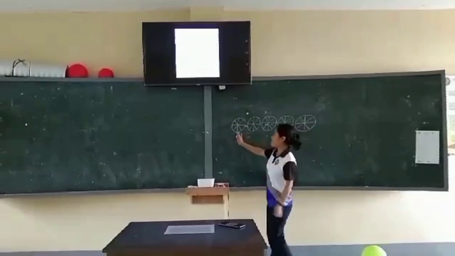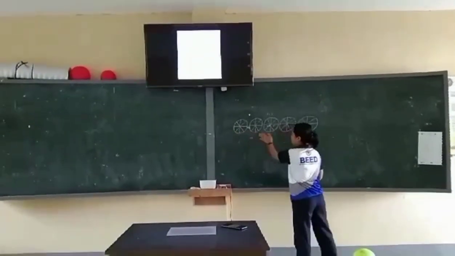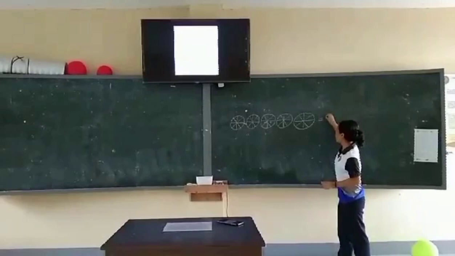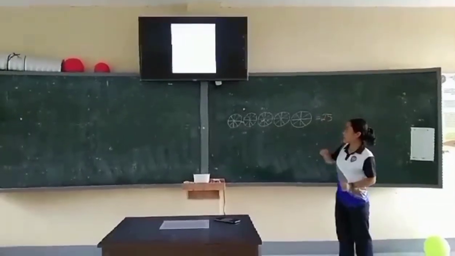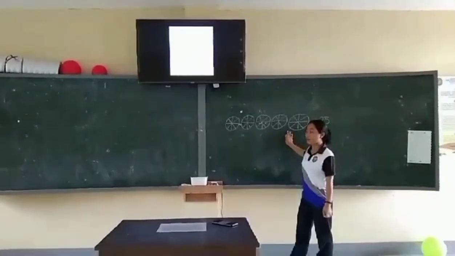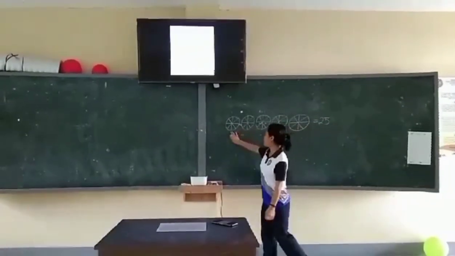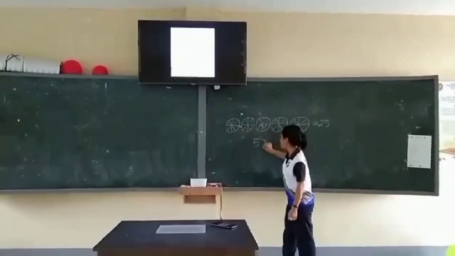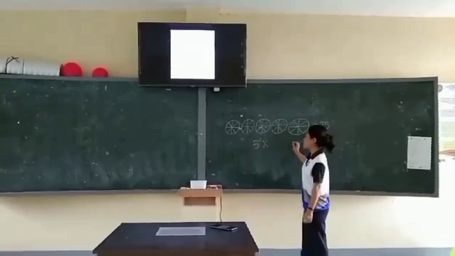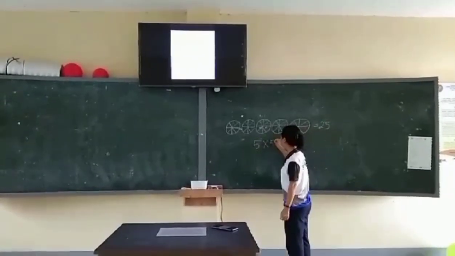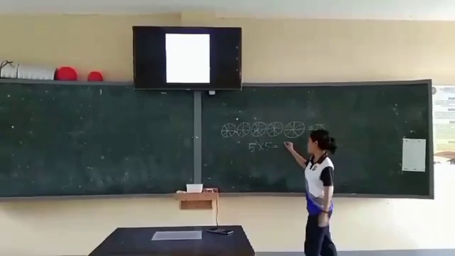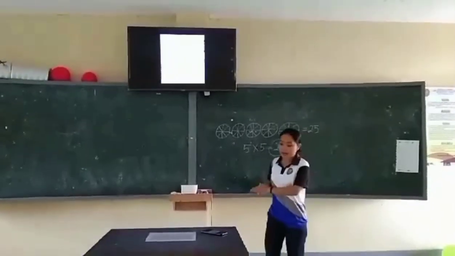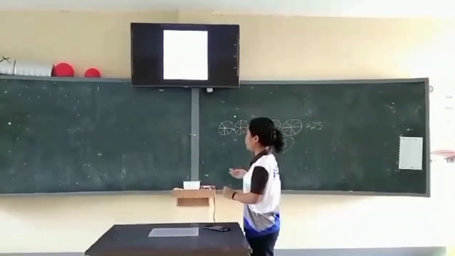For example, we can count by 5, 10, 15, 20, 25, which equals 25. Or we can multiply by 5. There are 1, 2, 3, 4, 5 symbols, and each symbol represents 5. So 5 times 5 is equal to 25. The answer should be the same, 25. So that is how we count the data in the table or the pictograph.